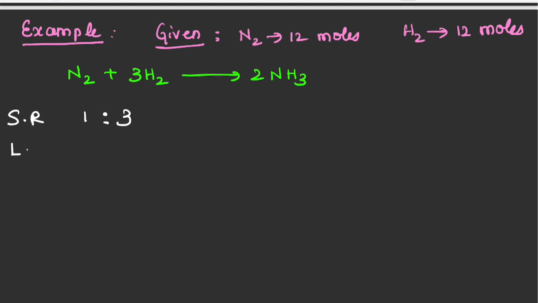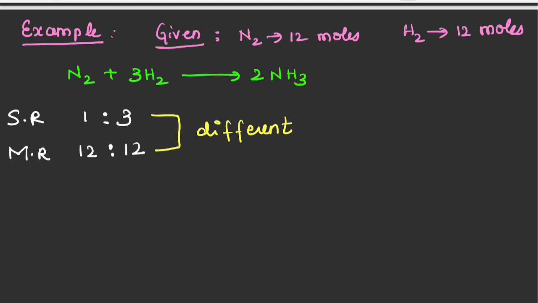Next find MR, the mole ratio. The mole ratio is given in the question as 12 and 12. So I'll write here 12:12. Now whether the ratio is same or different. Here it is different. Why? The ratio is not same because here you can see 1:3.